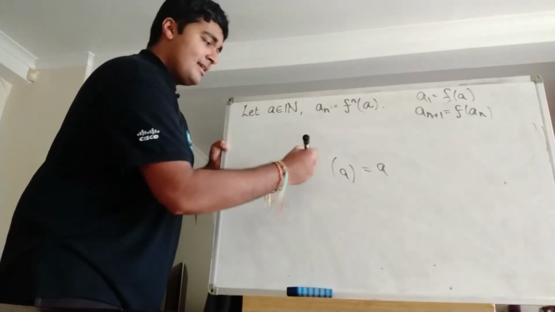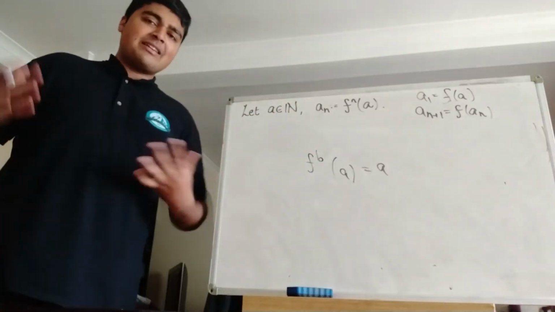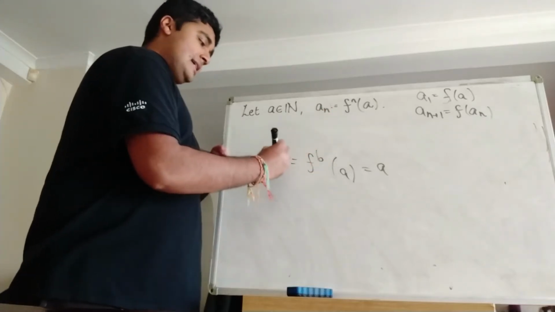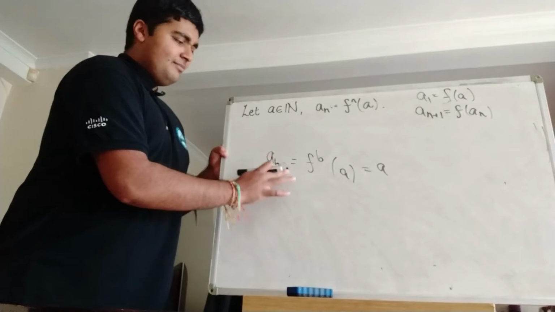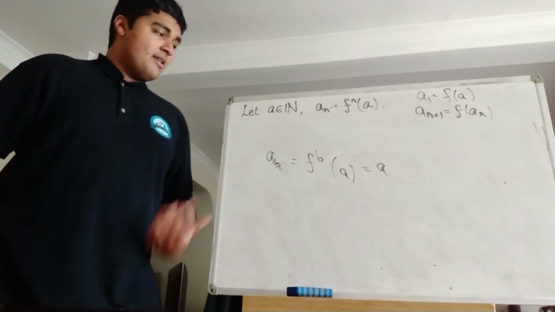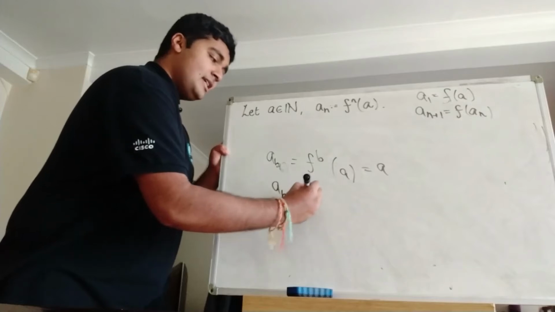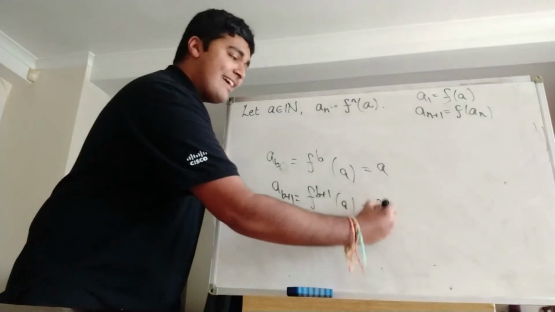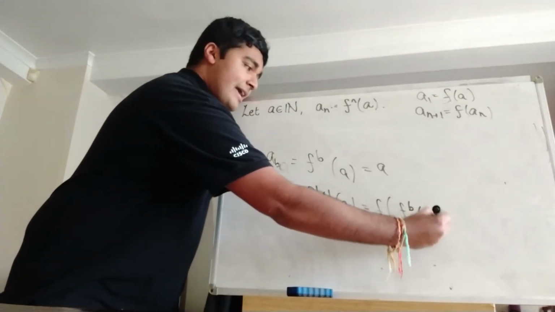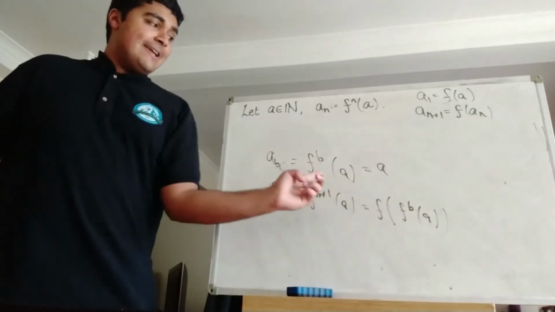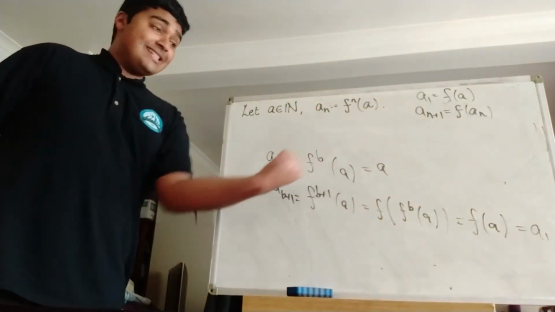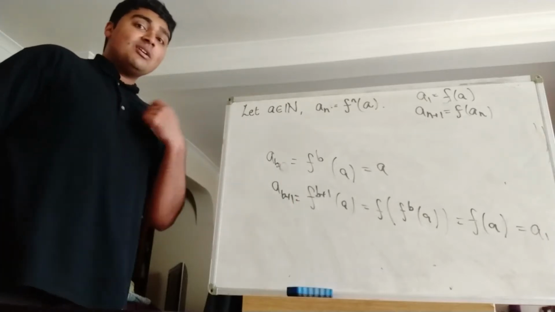So let's clean that up. f to the b of a equals a, for some positive integer b. But then notice that this thing here, from this definition, is just a_b, plugging in n equals b. Then a_(b+1) is, from the definition, f to the b+1 of a. But this is just f of f to the b of a, and we know f to the b of a is just a from the line above. So this is just f of a, and of course that's equal to a_1. So we get a_(b+1) is a_1. This (b+1)th term tracks back to our first term.